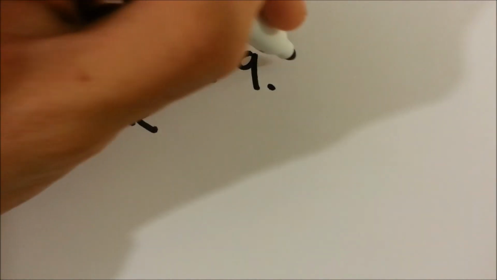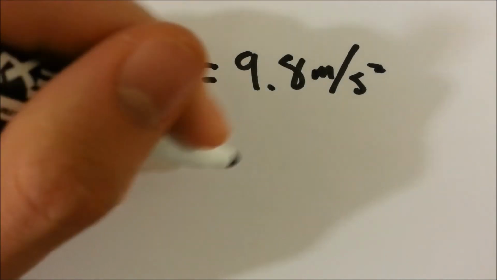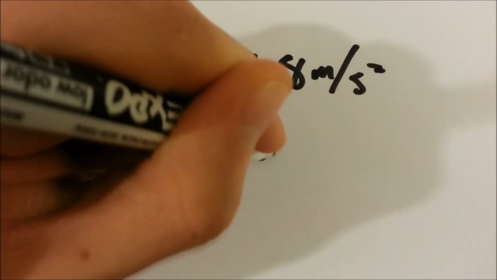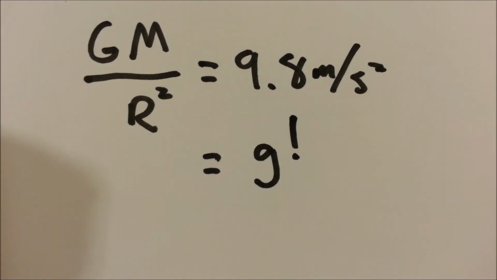Because this isn't changing very much with our height, we can plug in the radius and the mass of the Earth and get 9.8 meters per second squared, which, if we remember, is the value of our little g. Surprise, surprise.